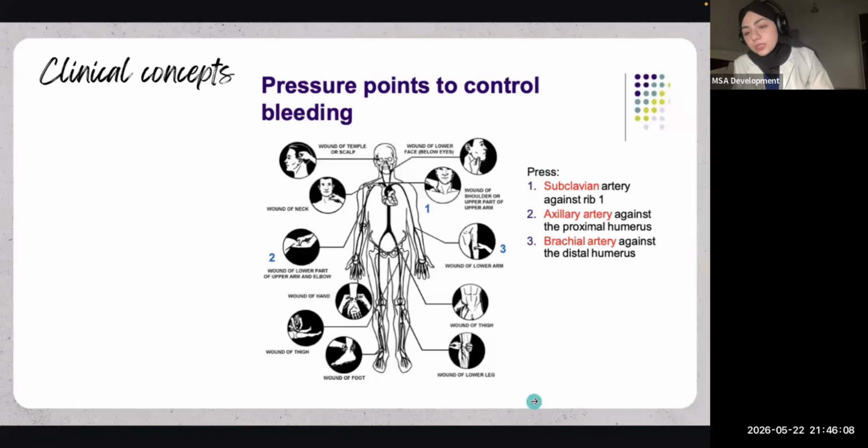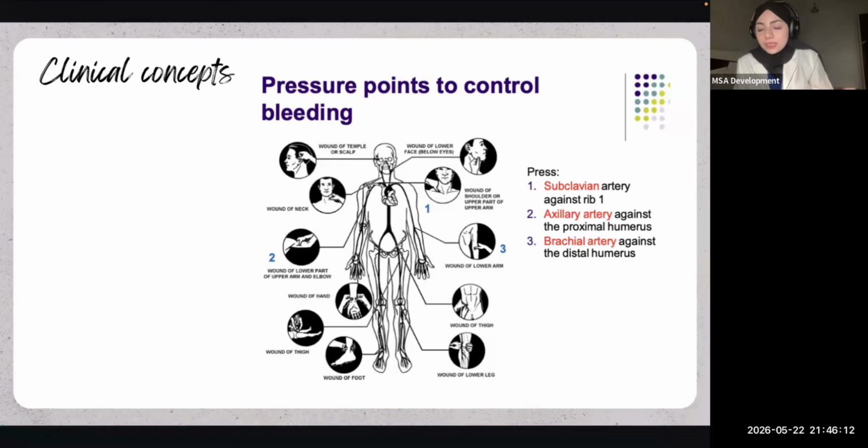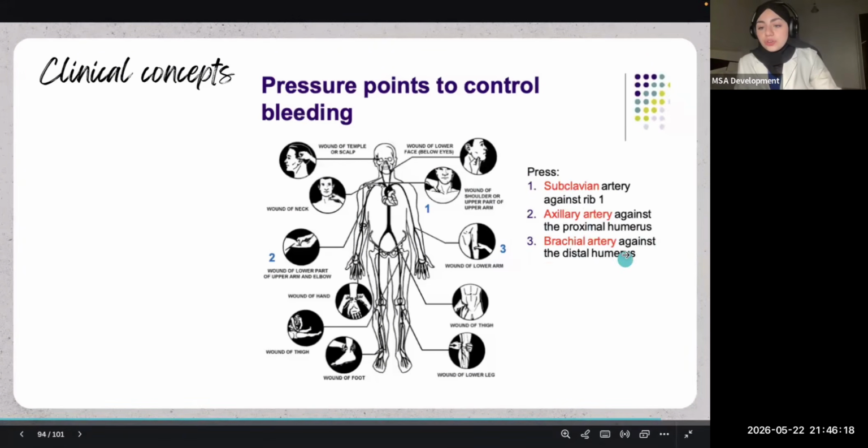Blood pressure points to controlled bleeding. These are simply areas that you must memorize. They're areas where I can press. So for me to stop bleeding, the best way is to directly clamp or press on the artery. These arteries, you need to know.